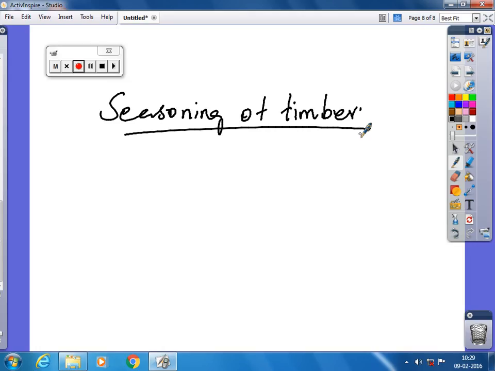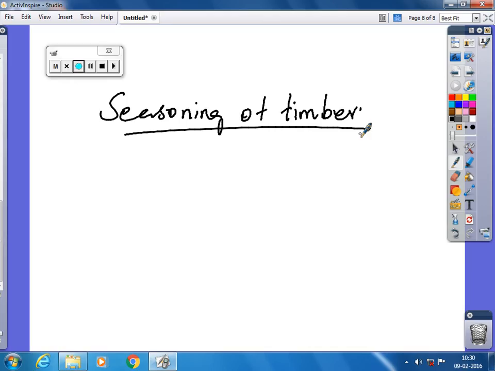Wood is used where? It is mainly used as a temporary structure. In permanent structures, where are we using it? Rafters. Yes. In temporary structures, where are we using it? For shuttering, scaffolding, frameworks, formworks. And what about permanent structures? Where are we using it?